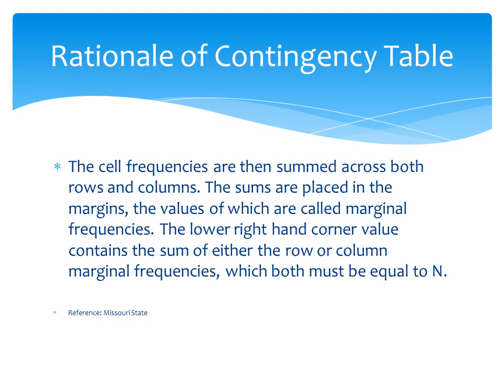The cell frequencies are then summed across both rows and columns. The sums are placed in the margins, the values of which are called marginal frequencies. The lower right-hand corner value contains the sum of either the row or column frequencies, which both must be equal to the number. And in this case, remember our number is going to be 30. Once we move on a little bit here, you will be able to see what I'm talking about.